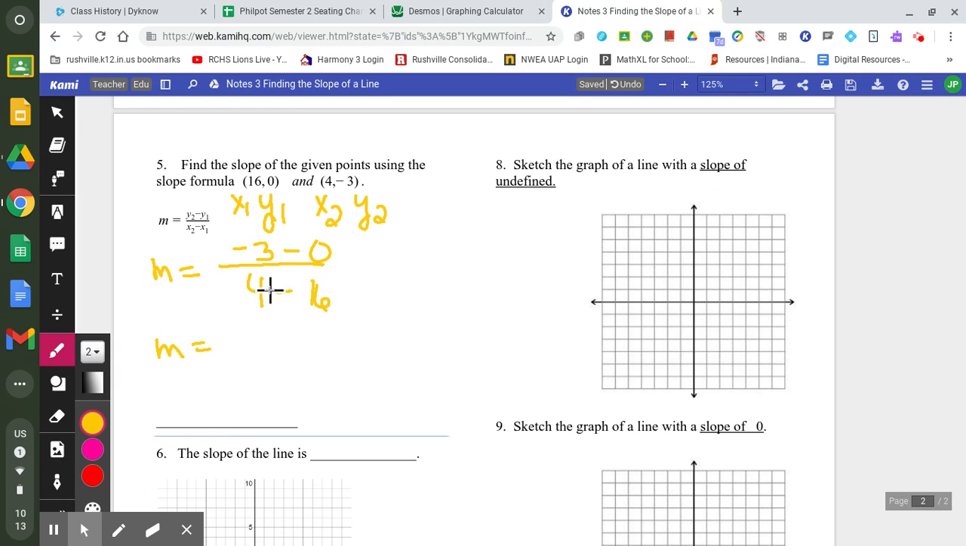So I simplify, -3 minus 0 is -3. You can use your calculators. 4 minus 16 gives us -12. And then using your calculator, -3 divided by -12 is a decimal, but then make sure you change it back to a fraction, and it will be 1 over 4, with both of the numbers being positive.